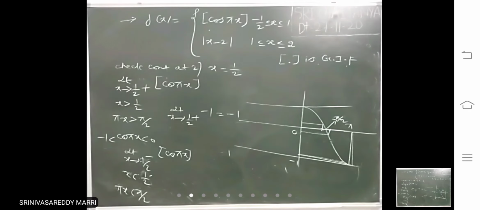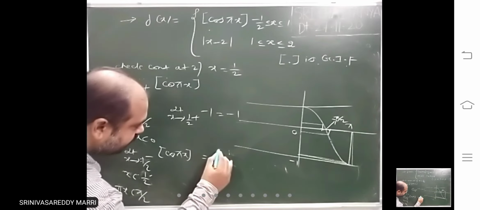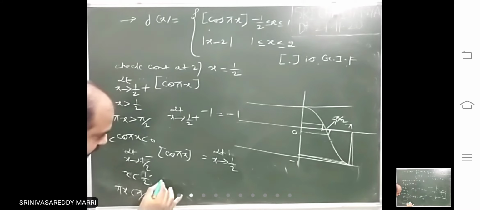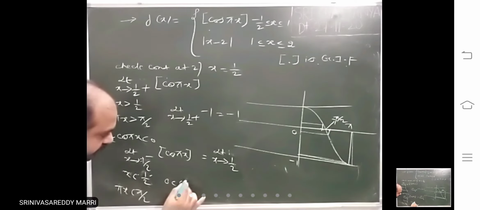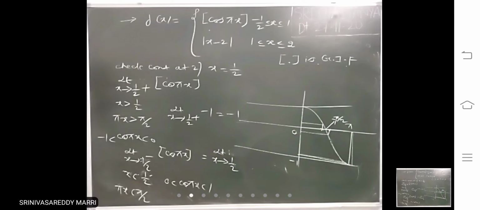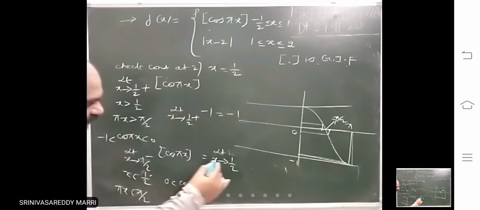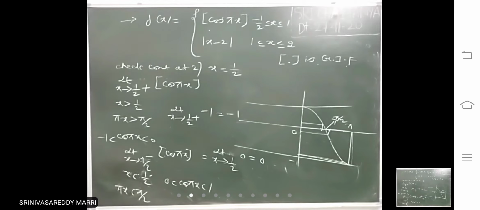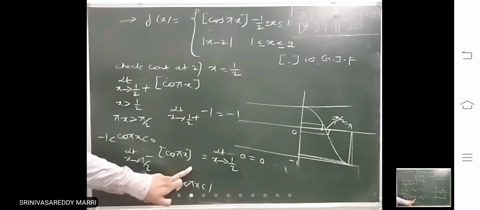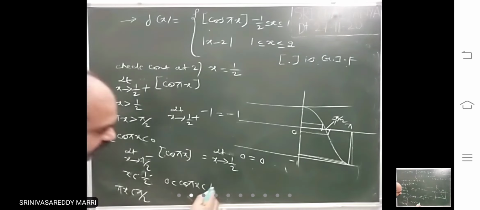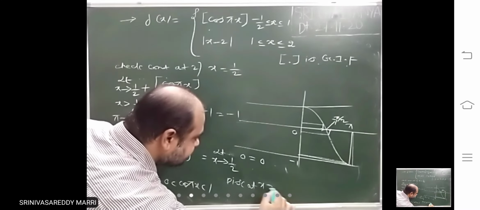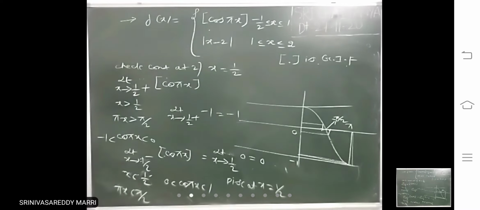That means 0.00001. That means its value lies between 0 to 1. 0 to 1 means step value is what? Step value is 0. Left hand limit, right hand limit, both are not equal. Therefore, discontinuous. Let x equal to what? 1 by 2. Like that, simple.